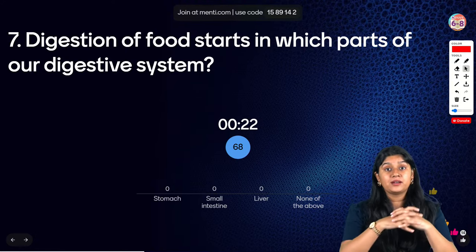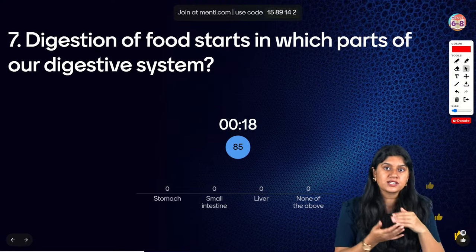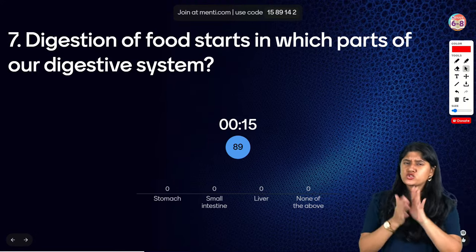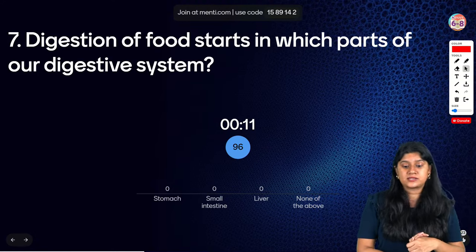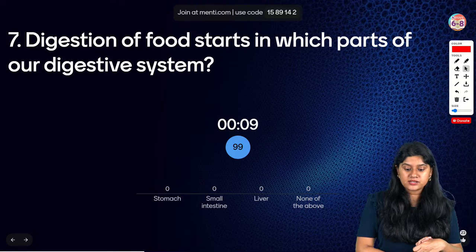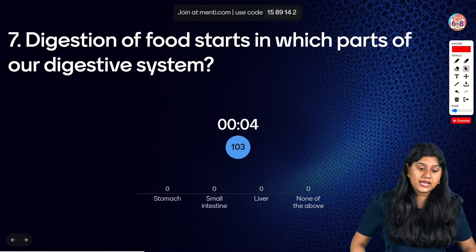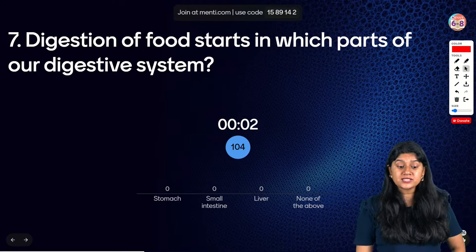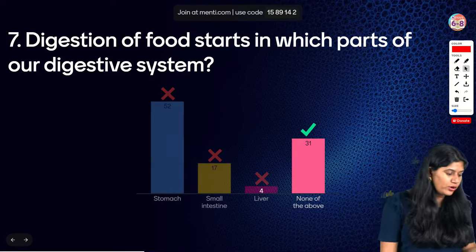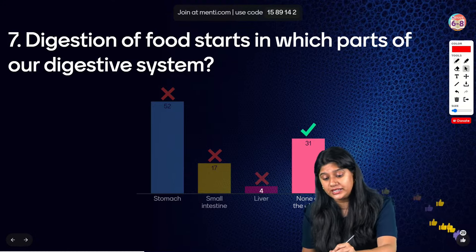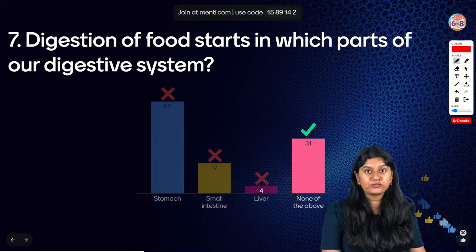Now, we all have studied the digestive system. We know that digestion is a process by which there's a breakdown of the food. So the question is, in which of these parts does the digestion actually start? Stomach, small intestine, liver, or none of the above? The word start is very important, everyone. I can see two extreme answers, but unfortunately not many of you have voted for the correct answer.